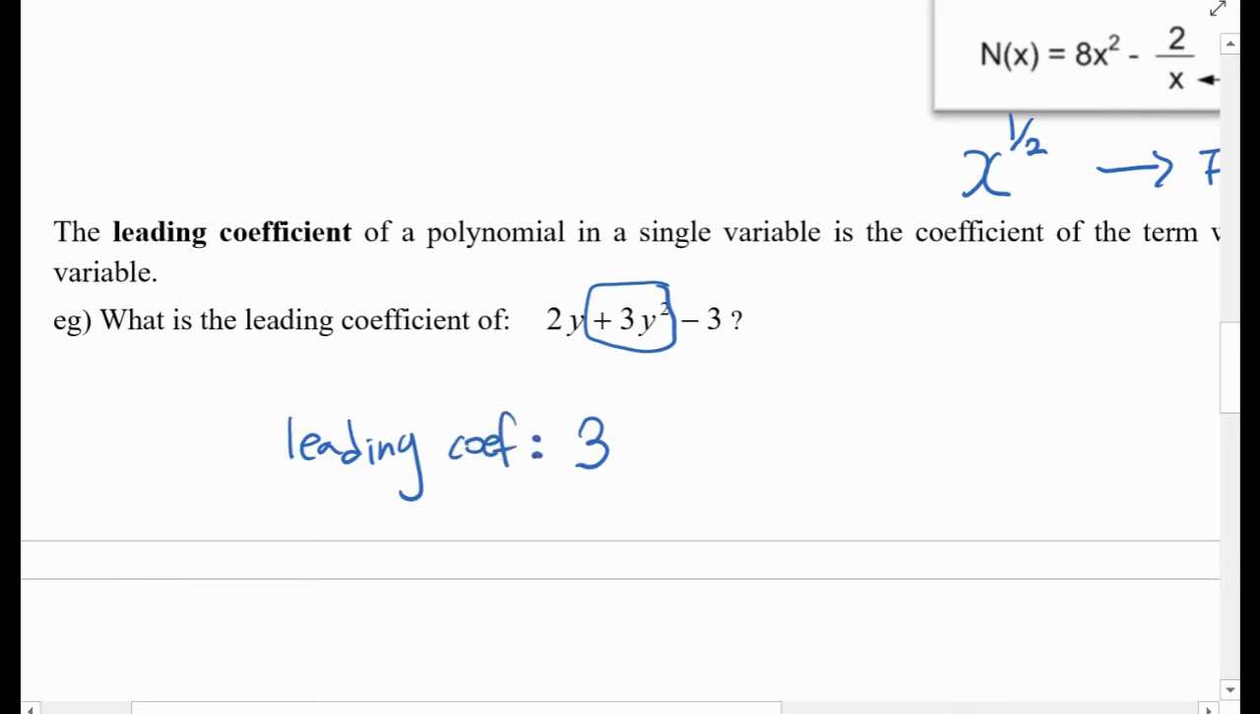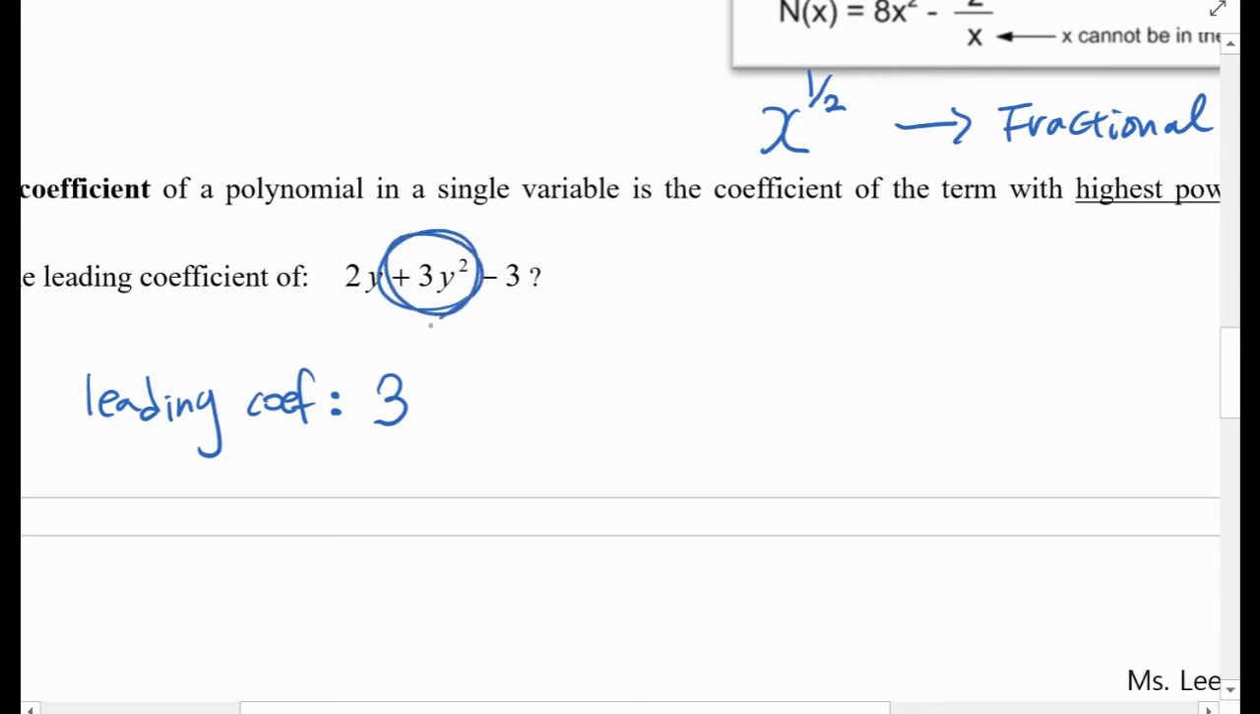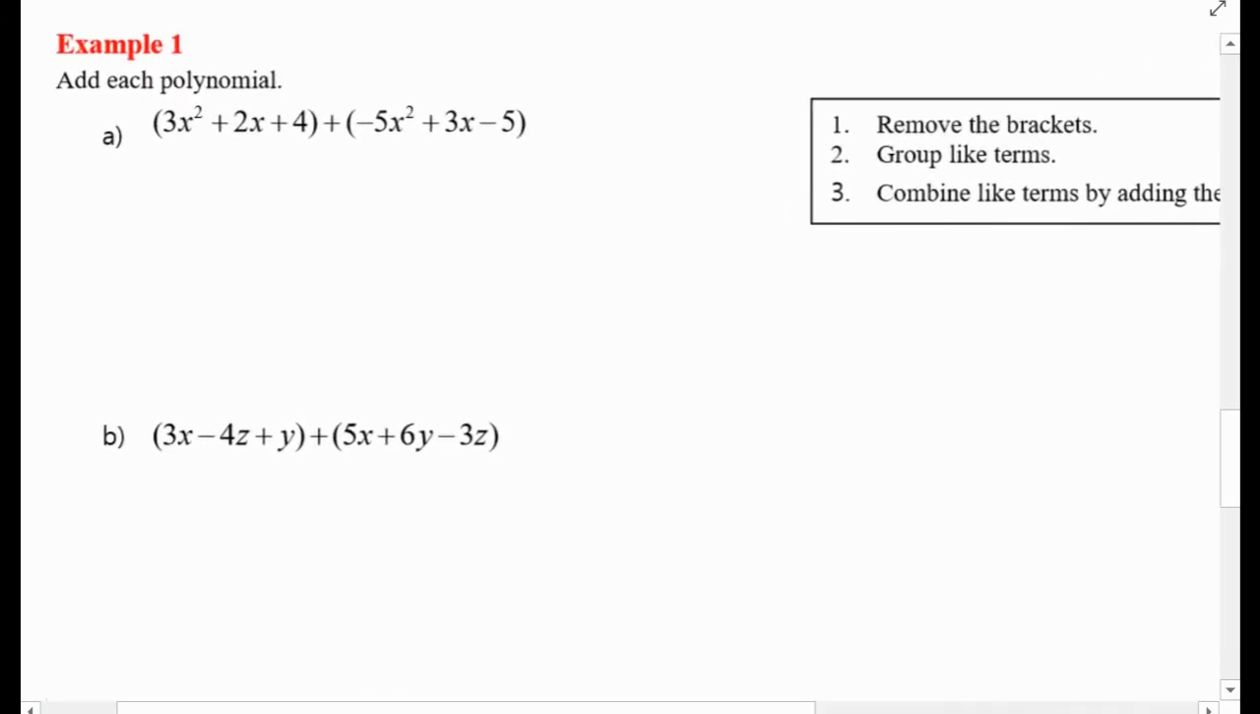Okay, to find the leading coefficient, you have to find the power with the highest degree, this one, and find the coefficient of it. Okay, let's move on. Example 1.